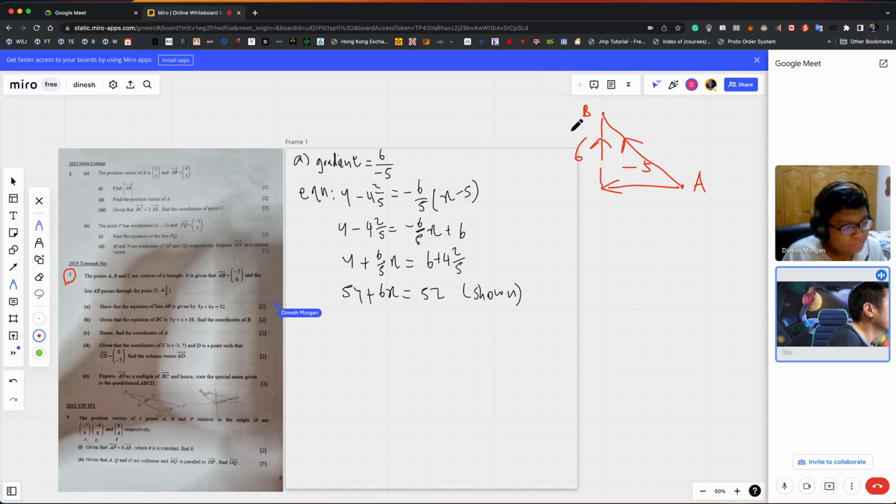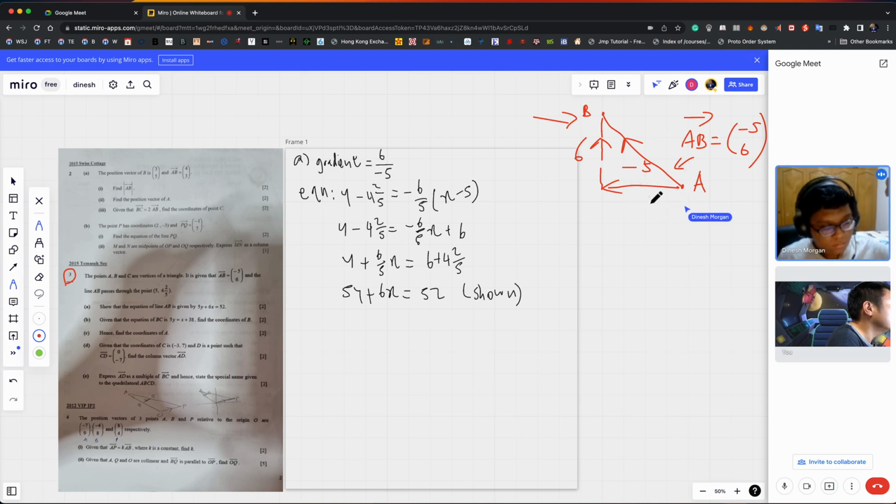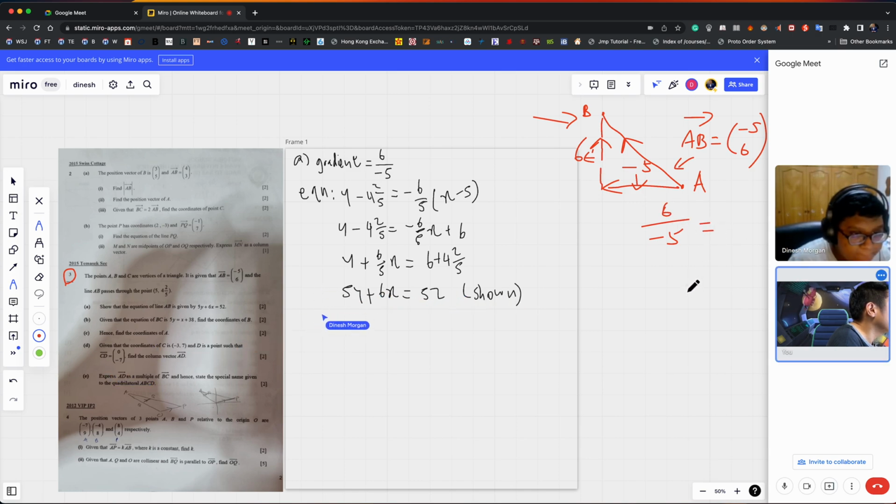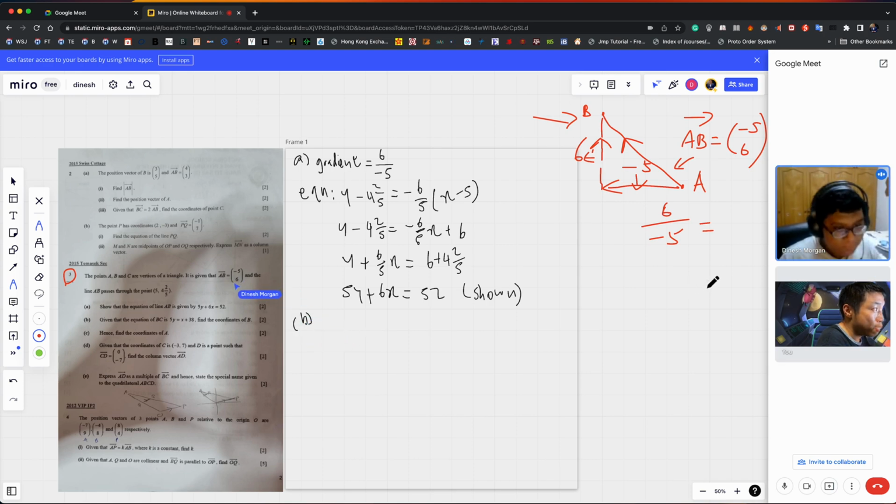So if you construct this out, you construct this vector AB equals -5 and 6 out, right? So this is what you should get. Okay? So in a way, for this, how to find the gradient is rise over run. Okay. So the rise is 6, the run is -5. Yes. Okay, good.